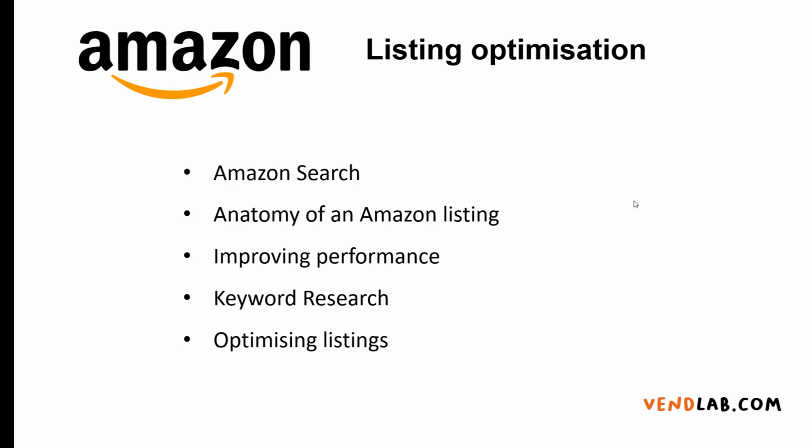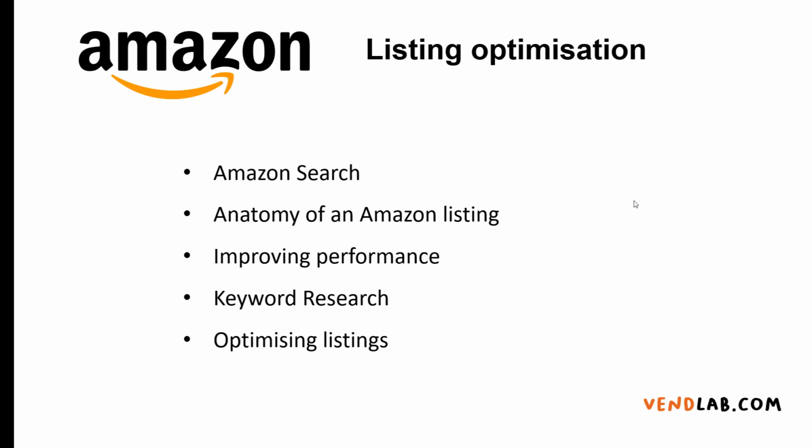In this video we'll be going through all the processes required to create high-performing listings on Amazon. We'll be looking at how Amazon search works, how Amazon ranks listings, and at the anatomy of an Amazon listing. We'll look at all the different parts of a listing and how they can be optimized.